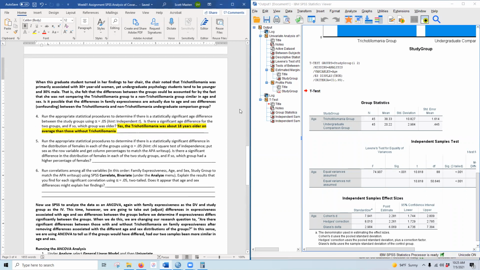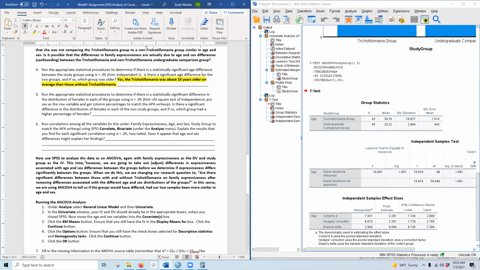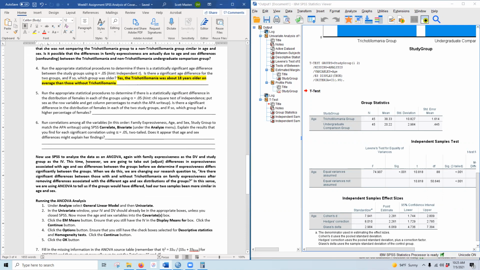It says females because that's what she got accused of. Wait a minute, there's way more women in this group than that group. So that's why it's worded that way, but we're looking at gender. So we want to look at, I tell you it's a chi-square test. Put sex as the row variable and get column percent. Okay, I tell you exactly how to do it.